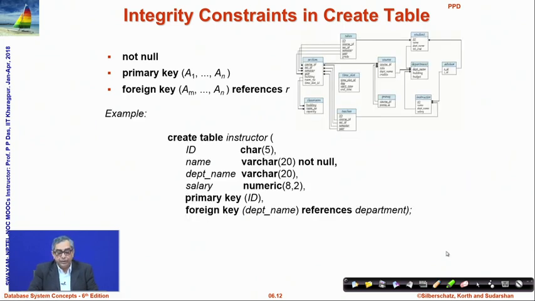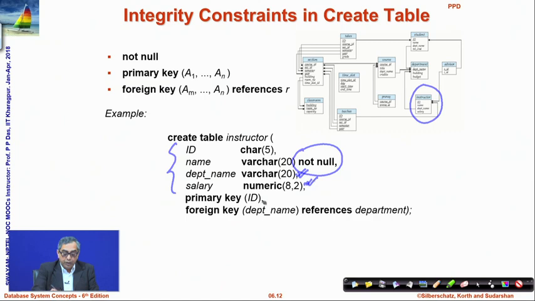So, here is an example. The instructor relation here, we had seen this part, the attributes. What we have added here is this not null. So, we say the name is not null, which means that in the instructor table it is not possible to insert a record where the name of the instructor is null, that is unknown. The same thing is not said about department name, the same thing is not said about salary. So, it is possible that these could be null.